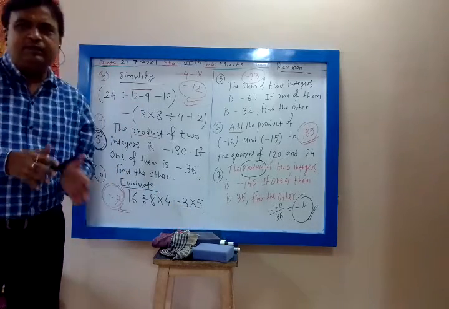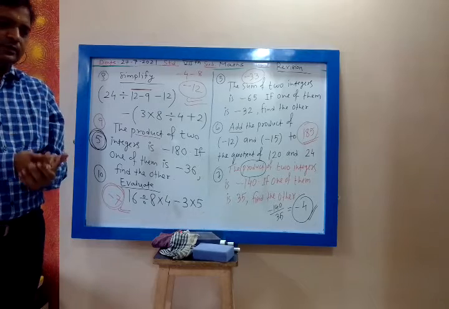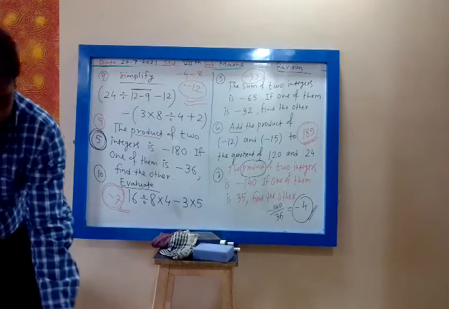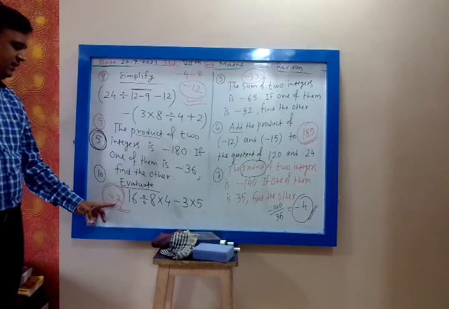So today we have done the revision of integers. Next time we will do the revision of rational numbers. Okay. Tenth answer is minus 7.